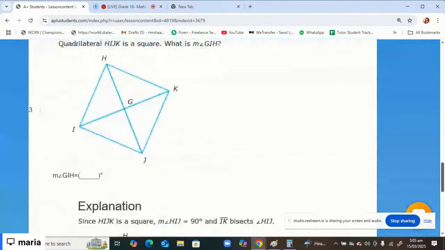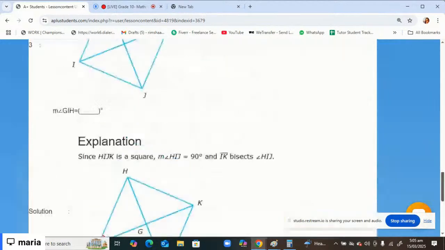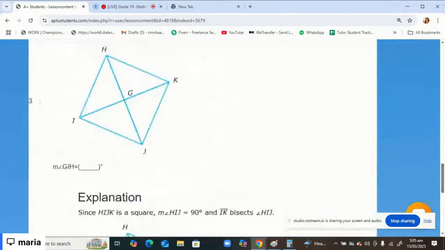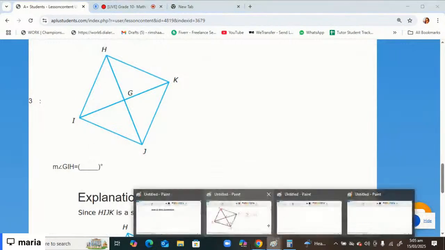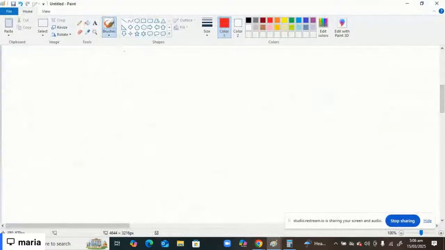Now the quadrilateral HIJK is a square. What is the measure of angle GIH? This is the same thing we have already done. The full one is 90, and when you cut it into 2 halves, that becomes 45. Let's suppose I'm going to write it here. Let's discuss some other.